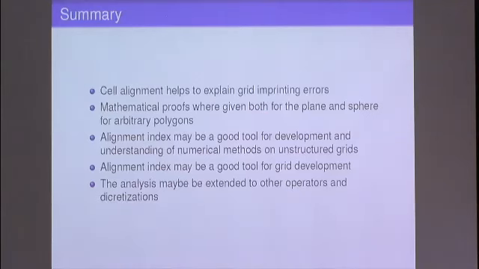We gave mathematical proofs for both the plane and the sphere, which is something rare. I realized that most things are done for the plane and assumed to work for the sphere, so we tried to work it out for the sphere as well. The alignment index may be good for the development and understanding of numerical methods on unstructured grids in general, and it could be a good tool for developing grids, and it can be extended to other operators.